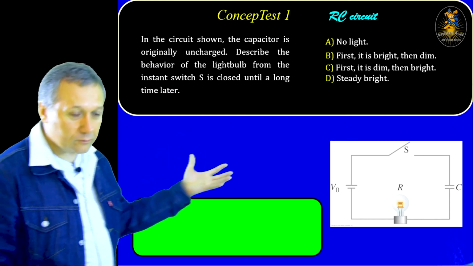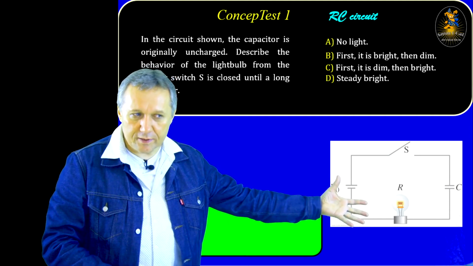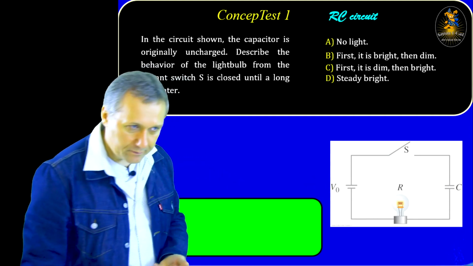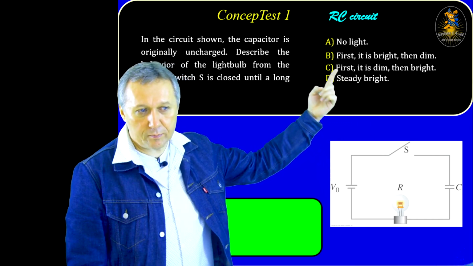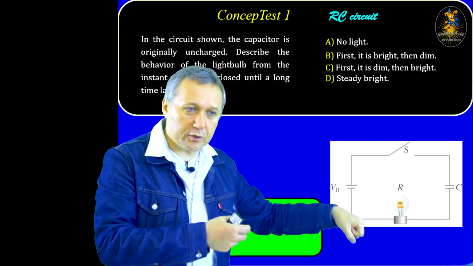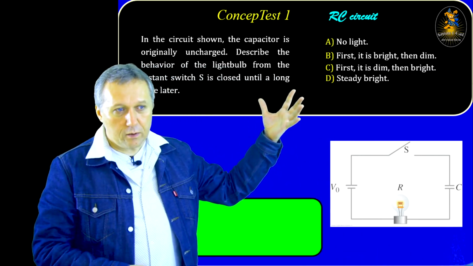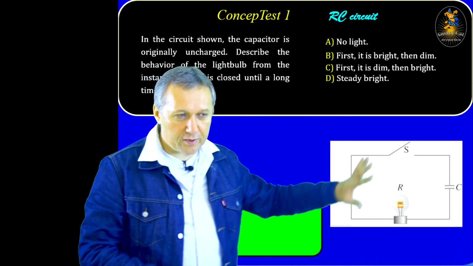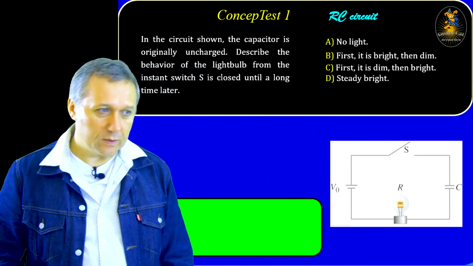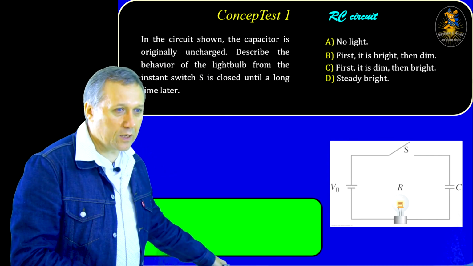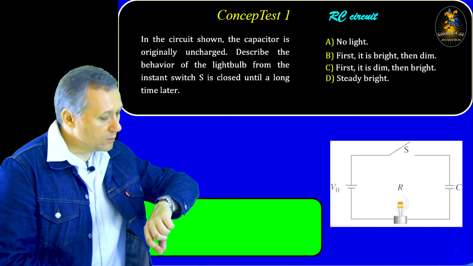Now, when you close the switch in this RC circuit, can you describe the behavior of this bulb in terms of producing light? A: no light. B: when you close the switch, first it's bright, and then it gets dimmer and dimmer. C: first it's very dim, and then it gets brighter and brighter, warming up. And D: steady bright. Give it a try, and then of course I will discuss that. What's the time I left? Okay.